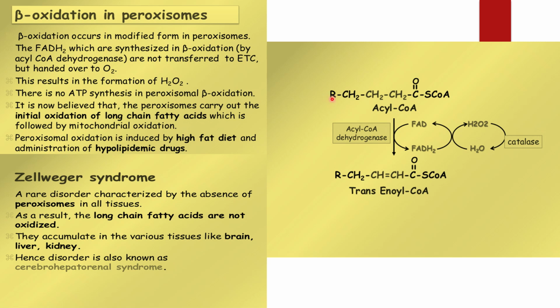So we can see this is a long chain fatty acid. It is going to be converted into trans-enoyl coenzyme A by simple dehydrogenation at this step. FAD is utilized and converted into FADH2. What used to be the fate of FADH2 in normal beta oxidation? It goes to the electron transport chain and generates 1.5 ATP. But here this is not the case.